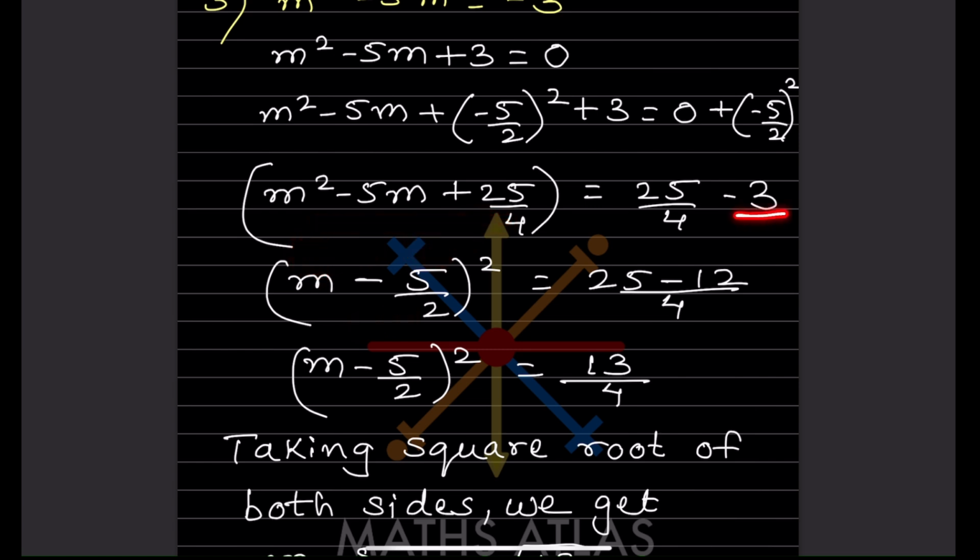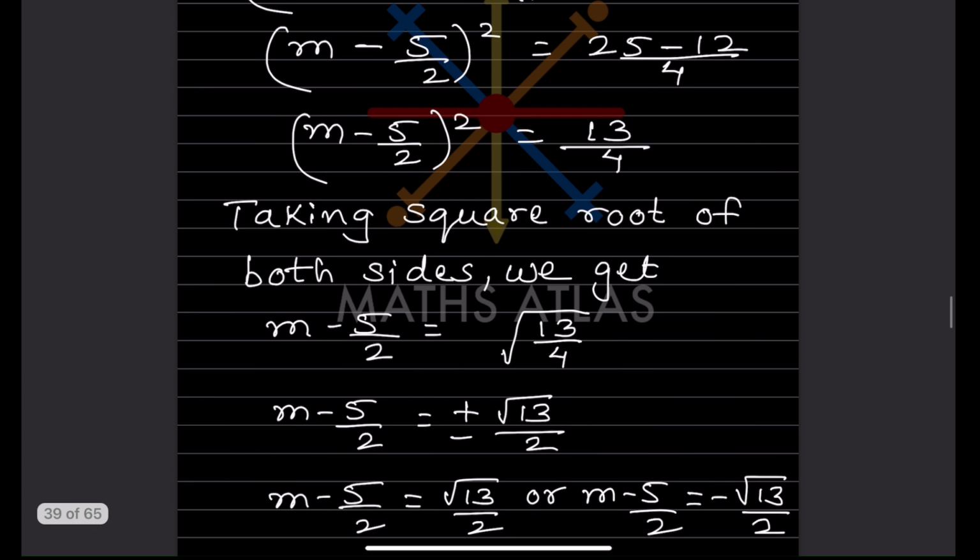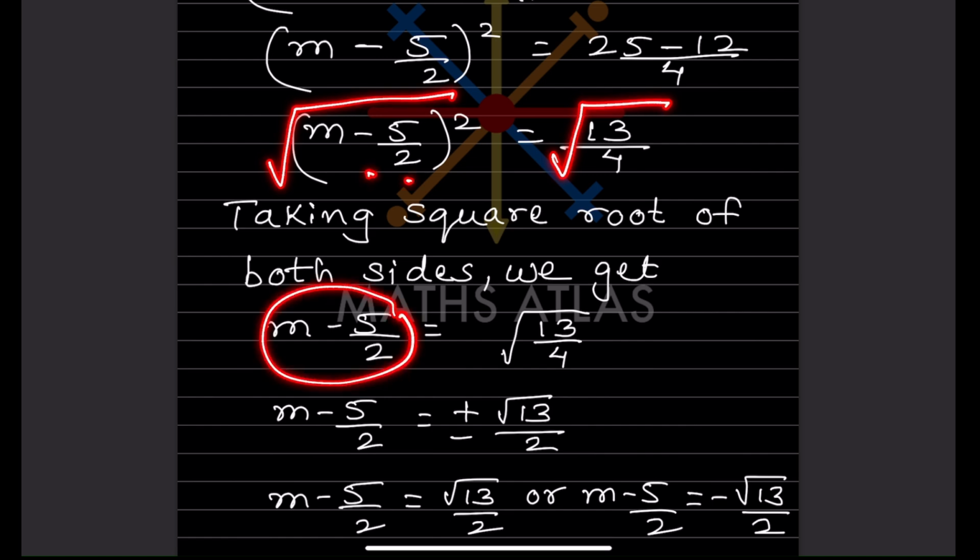Now we will look at this LCM. So that will be 25 minus 12 by 4. Again, this is going to be the same. Then this will be 13 by 4. Now you will take the square root of both sides, the square root of this as well as this. So what is that going to be? This will be m minus 5 by 2, and this will be root 13 by 4, as it is.